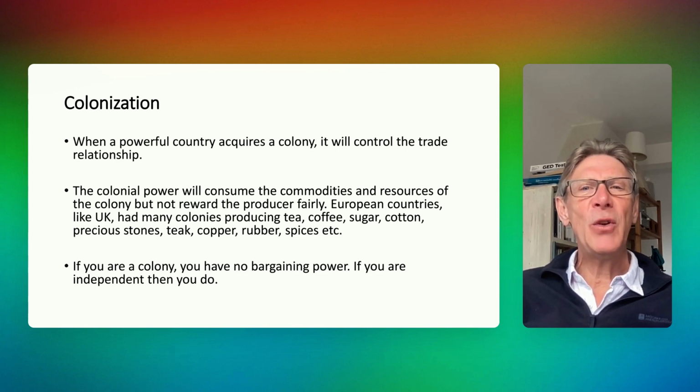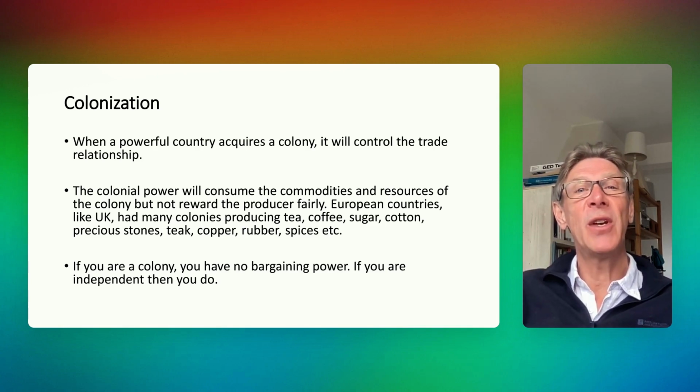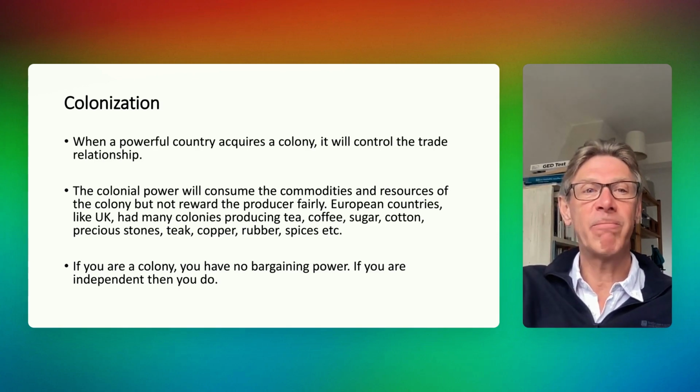So we would use Myanmar to strip them of teak and copper. We would probably grow tea and coffee, and we certainly would want to take away your precious stones. And we misuse, and colonial powers tend to do that. We tend to misuse the colony that we've acquired, because if you are a colony, you've got no bargaining power. If you are independent, well, you have all the bargaining power.